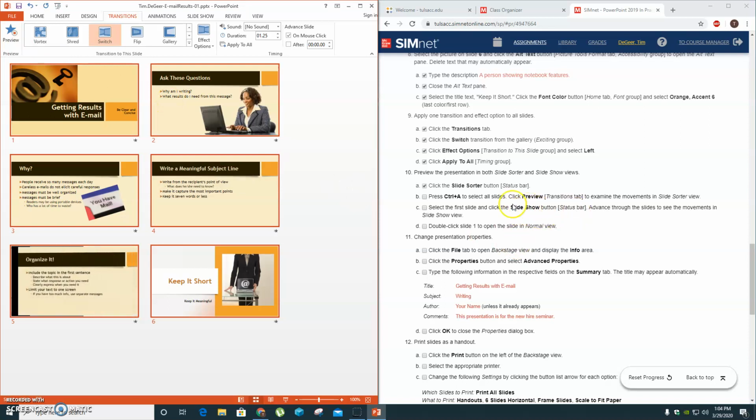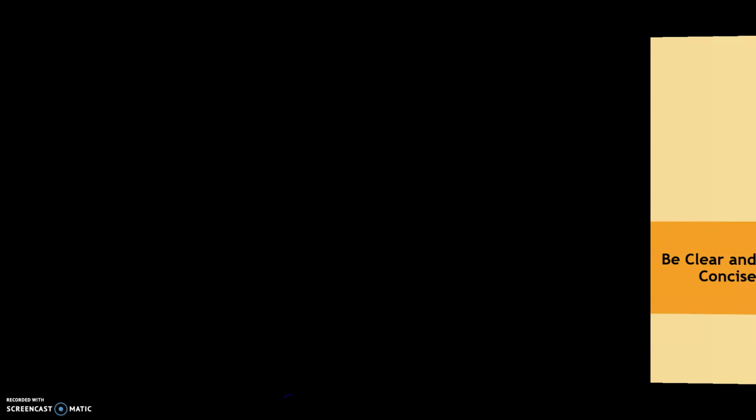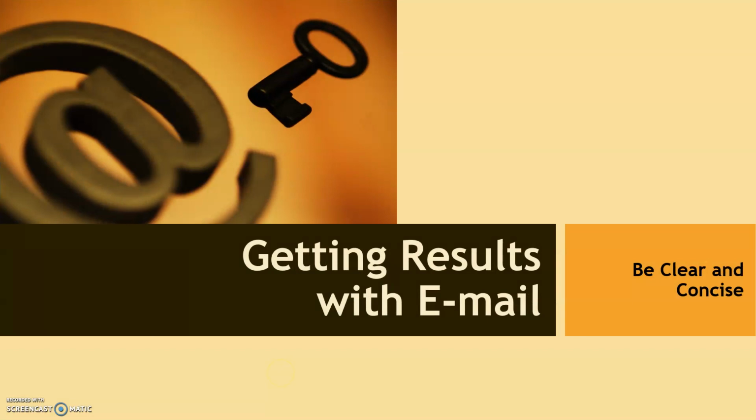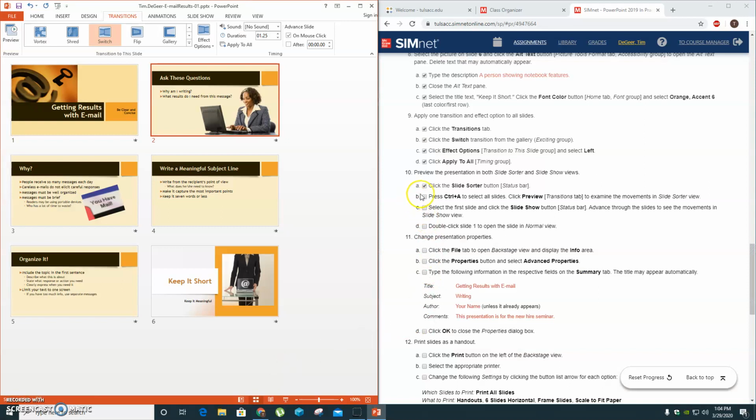Then it wants us to click the, I'm not sure how this is going to work recording my screen like this, but it wants us to select the first slide. So I'm just going to click on it and click the Slide Show button. That is this little button down here in the status bar, or you can hit F5 on your keyboard. And that's going to give us a full screen preview of our presentation. Not going to run through the whole thing.